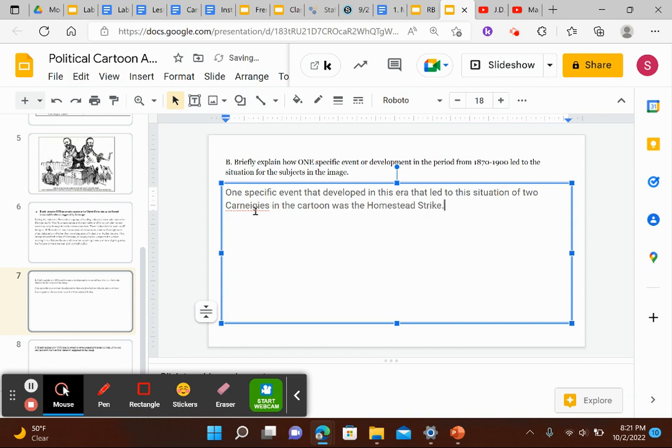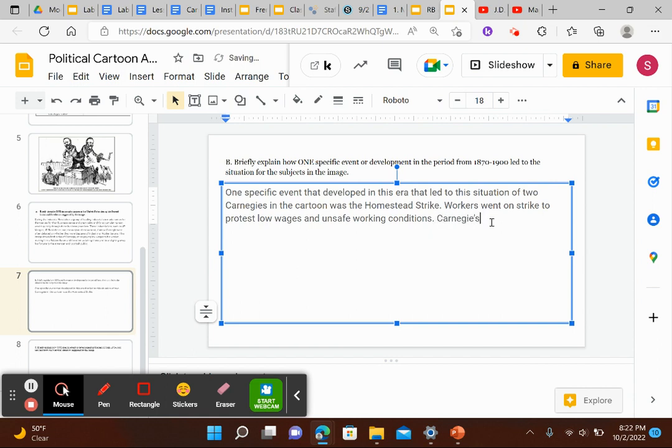Okay, now you don't have to go back and give tons of details from the strike. When we did our graphic organizer, we really focused on the date, where it was, the cause, and the result. So that's really all you need to focus on in here. So I'm going to say, in workers went on strike to protest low wages and unsafe working conditions.